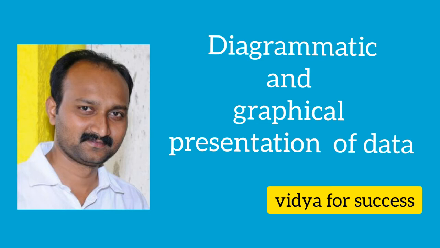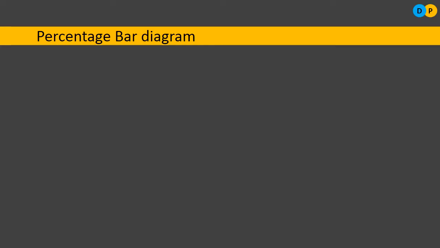Dear students, in this video let us study percentage bar diagram. So what is a percentage bar diagram? It is also one of the varieties under one dimensional diagrams, bar diagrams. So what is a one dimensional diagram? Nothing but a diagram which considers only one dimension, where the magnitude is considered in only one dimension. Those types of diagrams are referred to as one dimensional diagrams.